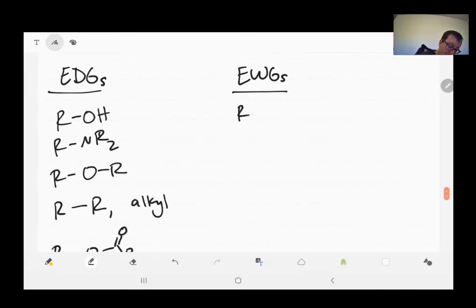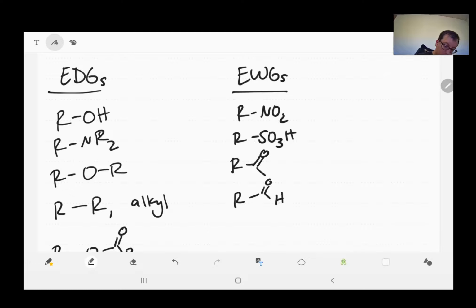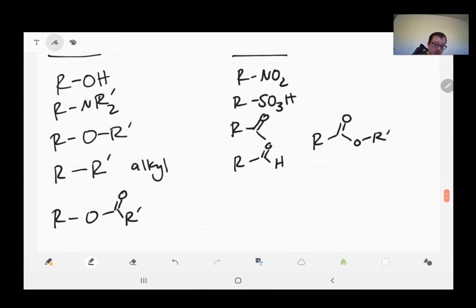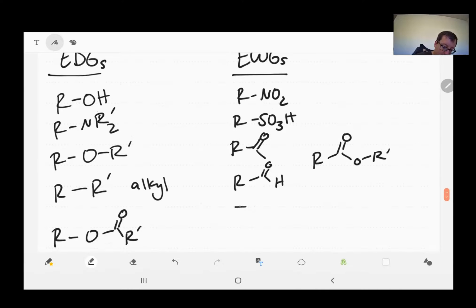Some withdrawing groups: nitro, sulfonyl, carbonyl, formyl, the other side of the ester, and I'll put a prime on some of these so we have a distinction. Halides are also electron withdrawing.